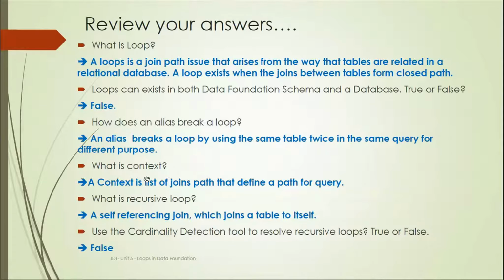What is a context? A context is a list of join paths that define a path for a query. And what is a recursive loop? A self-referencing join which joins a table to itself. And use the cardinality detection tool to resolve the recursive loop: true or false? False, because we can't use the cardinality detection tool to resolve the recursive loop.